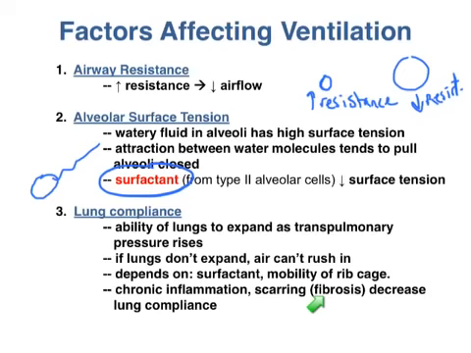There are also some conditions which actually increase compliance, like emphysema. Chronic smokers sometimes develop emphysema, where there is so much damage to the alveoli of the lungs that compliance actually increases. However, because the respiratory membrane has been damaged, there's still a lot less gas exchange going on, despite the increased compliance.